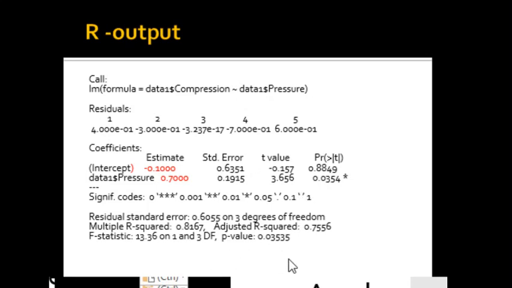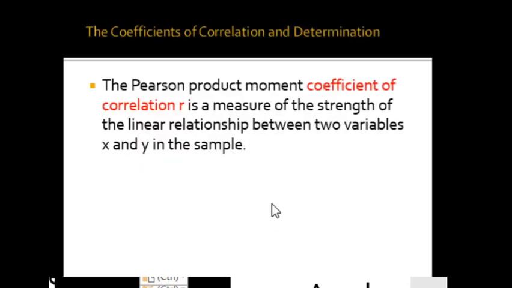Now, the next step is to see how strong is the regression model. And for checking that, we will look at two terms. The first one is the coefficient of correlation, and the other is the coefficient of determination. So let's start with the coefficient of correlation. It's denoted by the letter R, and it measures the strength of the linear relation between the two variables x and y. So how strong is the linear relation between the two?